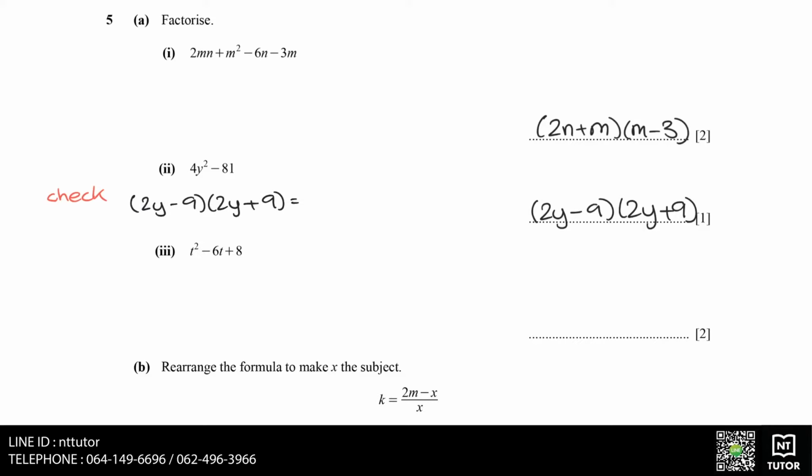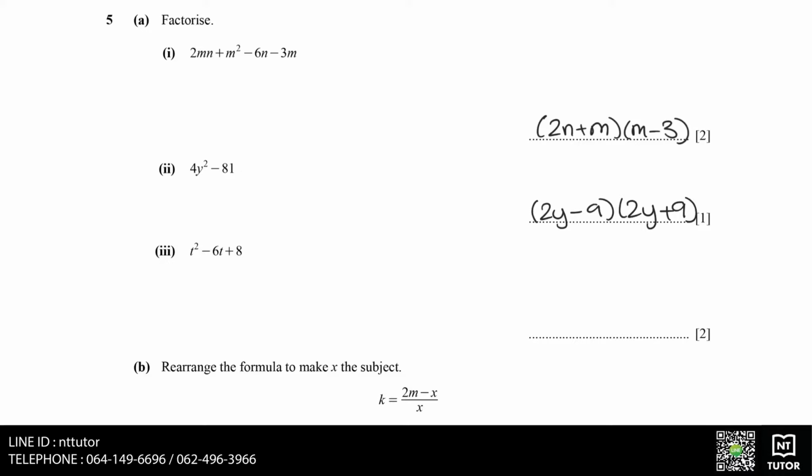Again, we can check our answers by expanding the brackets to see if we get the original expression, because factorization is just rewriting the expression but not changing the value of the expression.